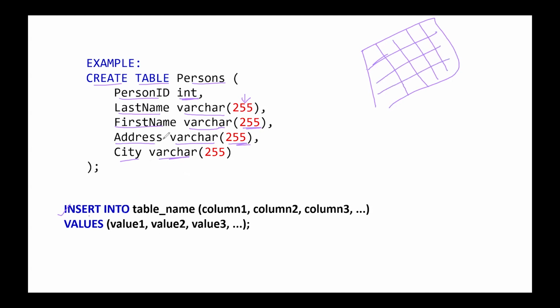So I will use insert into, and I will use the same table name, for example here person. Then I will put the column 1 name, column 2 name, column 3 name. So in this case, it is person ID, last name, first name, address, and city. And I will use the keyword values and put the values. Respective values will be inserted. So this is how we use the data types while we are creating the database. Now let us quickly see how we can use this in Oracle. I will run and show you.